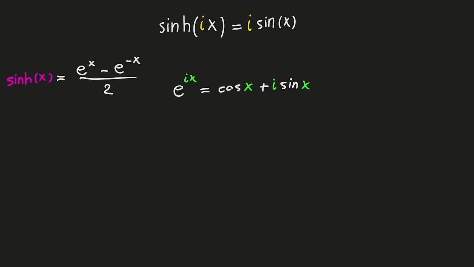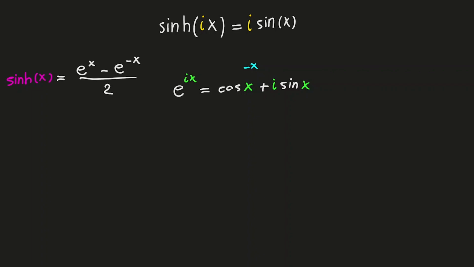We also need sine of x, and we somehow have to take sine of x out of this equation, and we can do it in the following way. What if we replace x with minus x? Let's see what happens. So in this equation we have to take x and replace it with minus x. So let's do it.